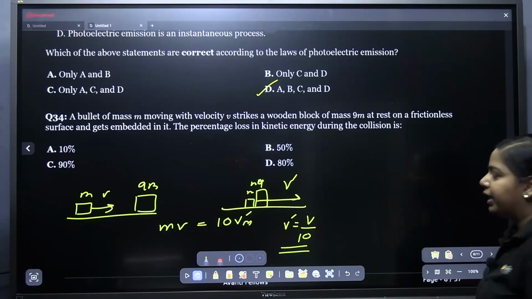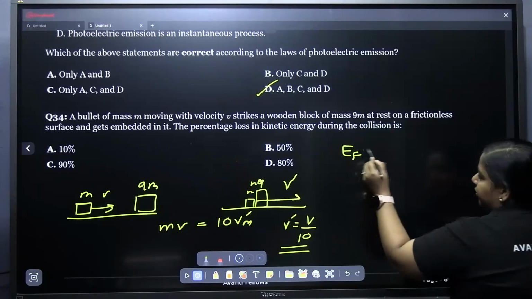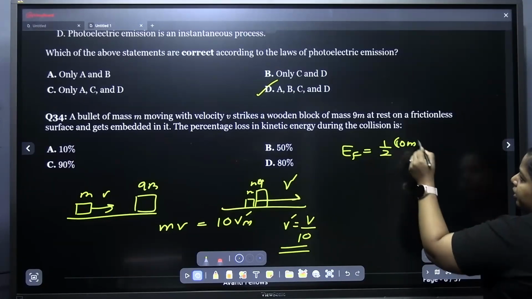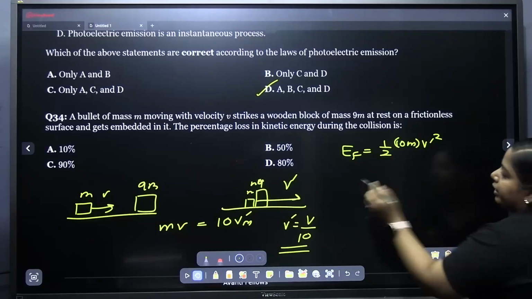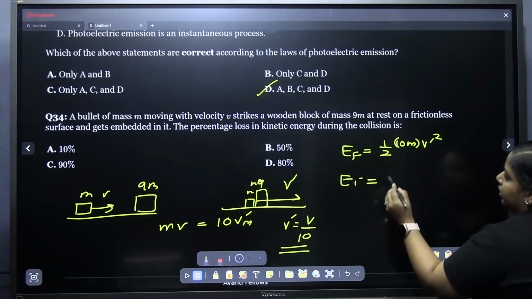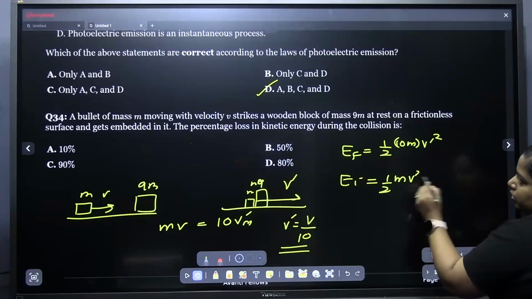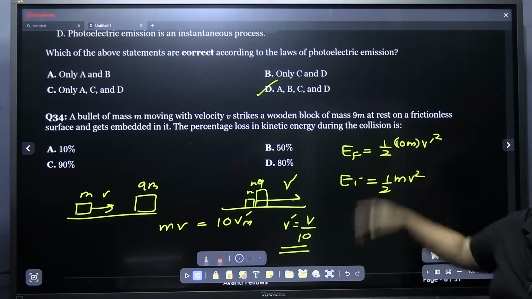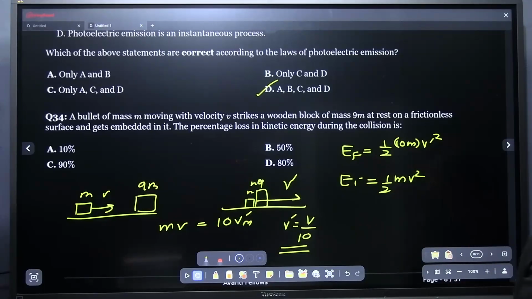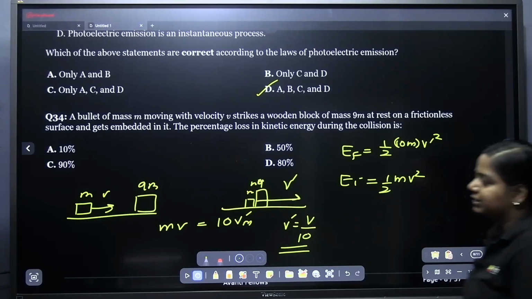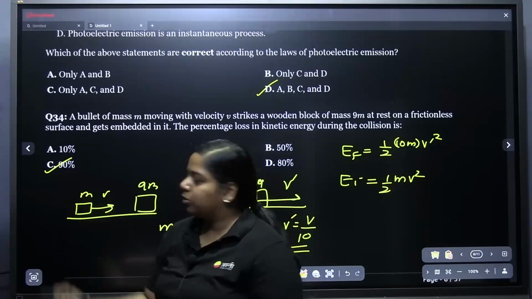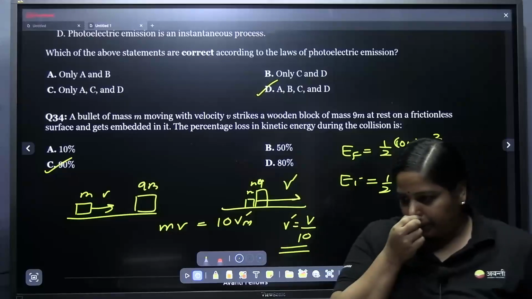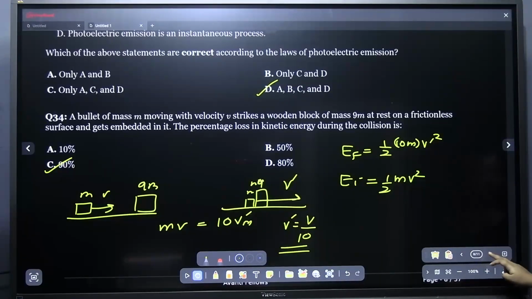Now see the energy. Final energy is equal to half into 10m v dash square. Initial energy is equal to half m v square. Substitute the value of v dash, then find the difference. You will then get the percentage difference. Then you can see the answer is option C. Okay, next one.